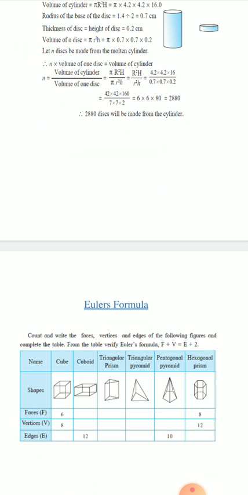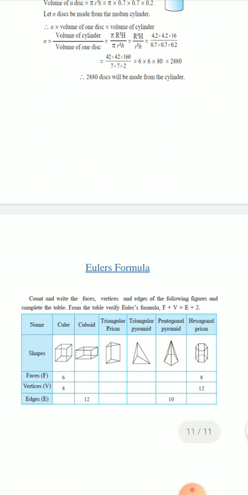See, Leonard Euler, a great mathematician, discovered an interesting formula regarding faces, vertices, and edges of solid figures. So here is one small exercise for you. Definitely I will help you. Count and write the faces, vertices, and edges of the following figures and complete the table. From the table, verify Euler's formula.